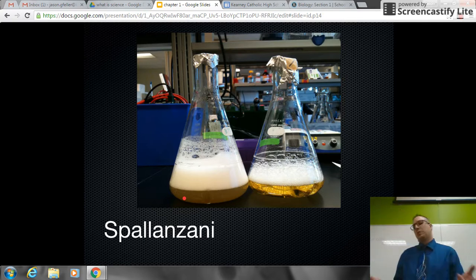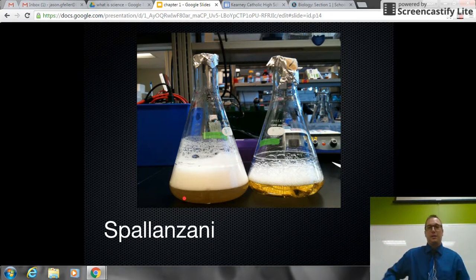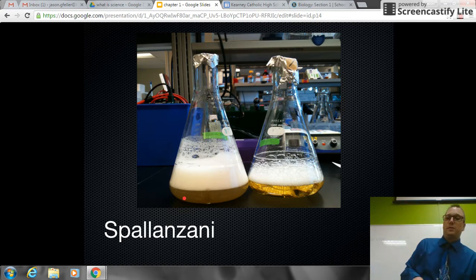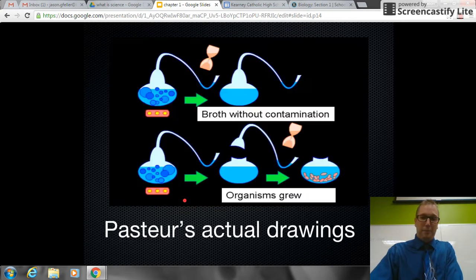However, people said, yeah, but you covered the container, so there's no air in it. They didn't know about oxygen, but they knew things needed to breathe air to live, so they said they can't breathe air, obviously nothing lived. So while Spallanzani did support his hypothesis, there were some flaws in his experiment that people hit on. People really grasped at those flaws.